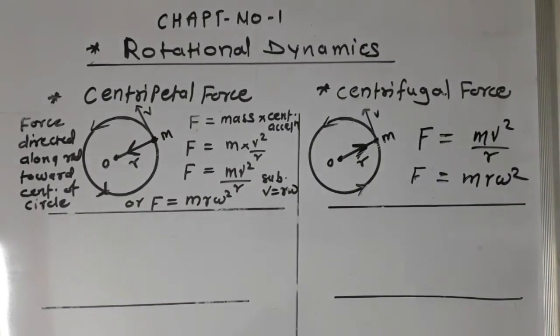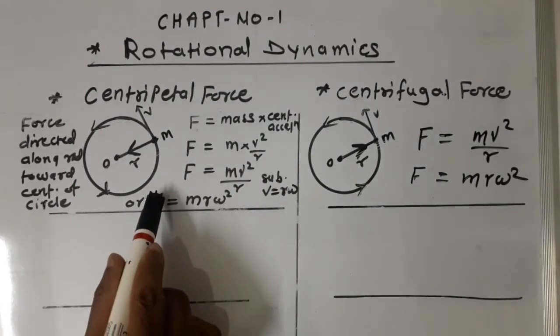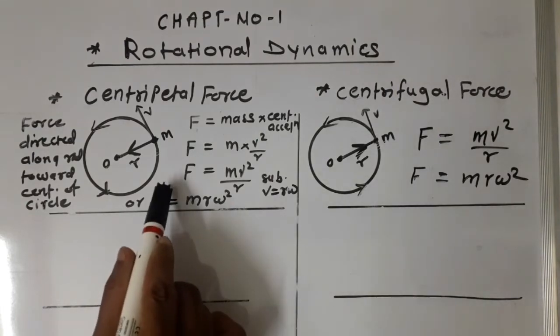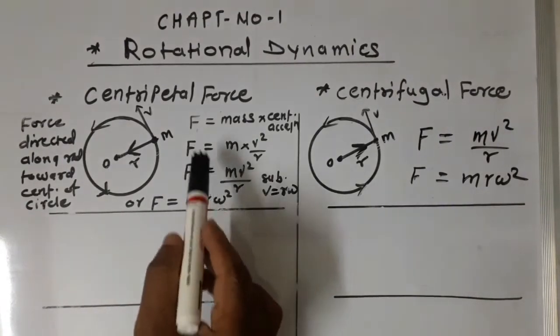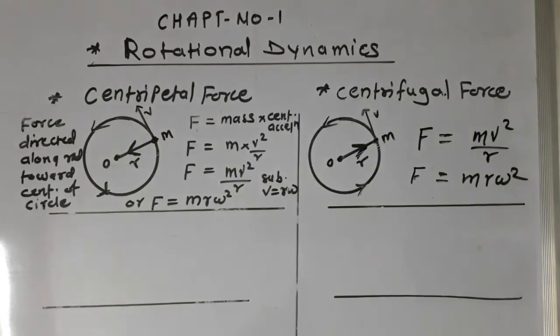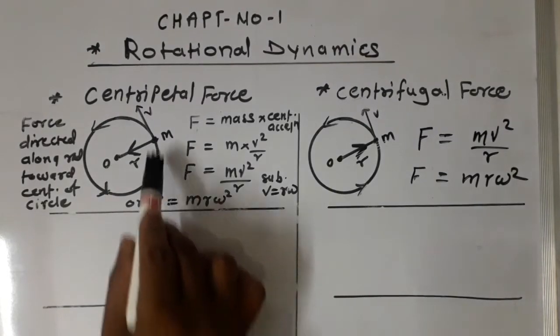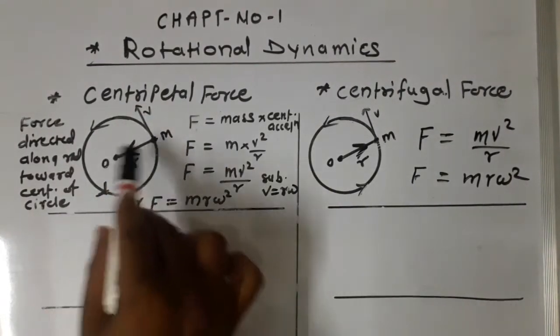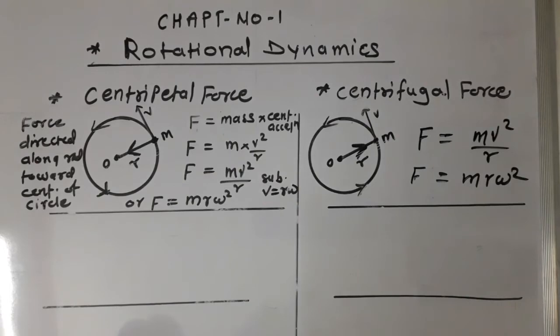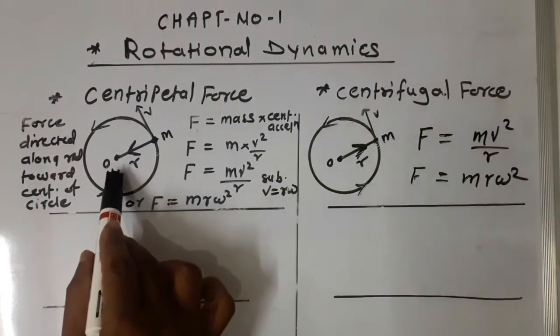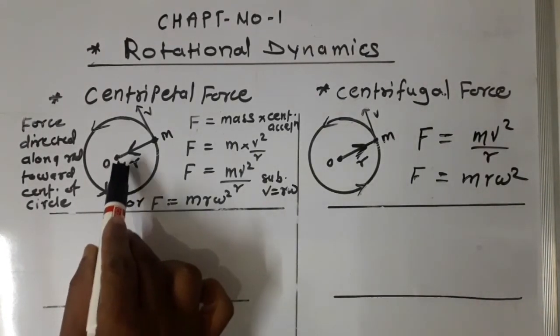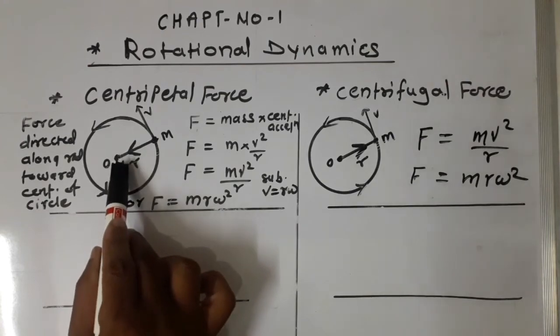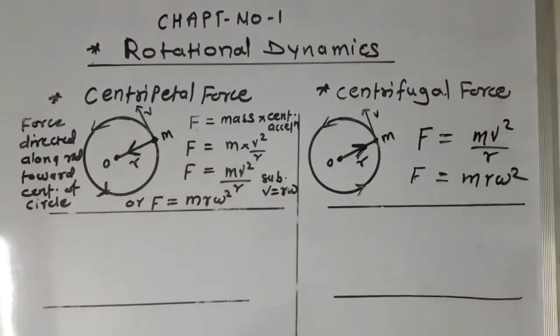Now, examples of centripetal force. For example, the circular motion of the moon around the earth is due to the gravitational force of attraction, which acts as a centripetal force. Second, the electron revolves in a circular orbit in an atom due to the electrostatic force of attraction between the positively charged nucleus and the negatively charged electron.